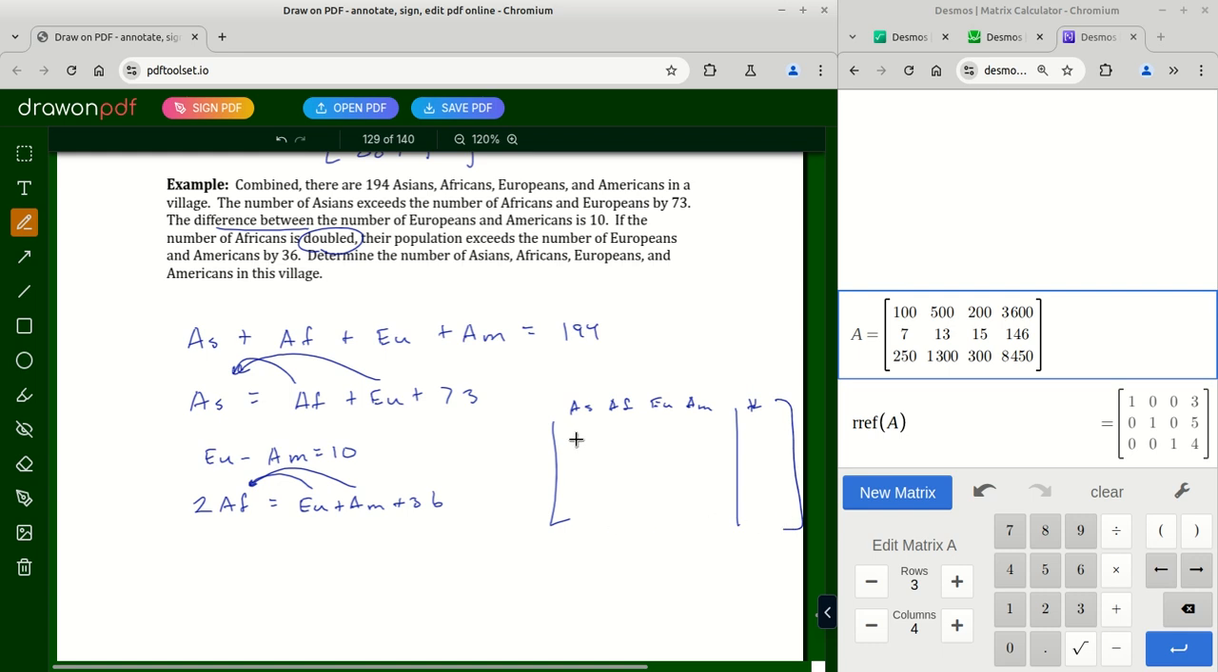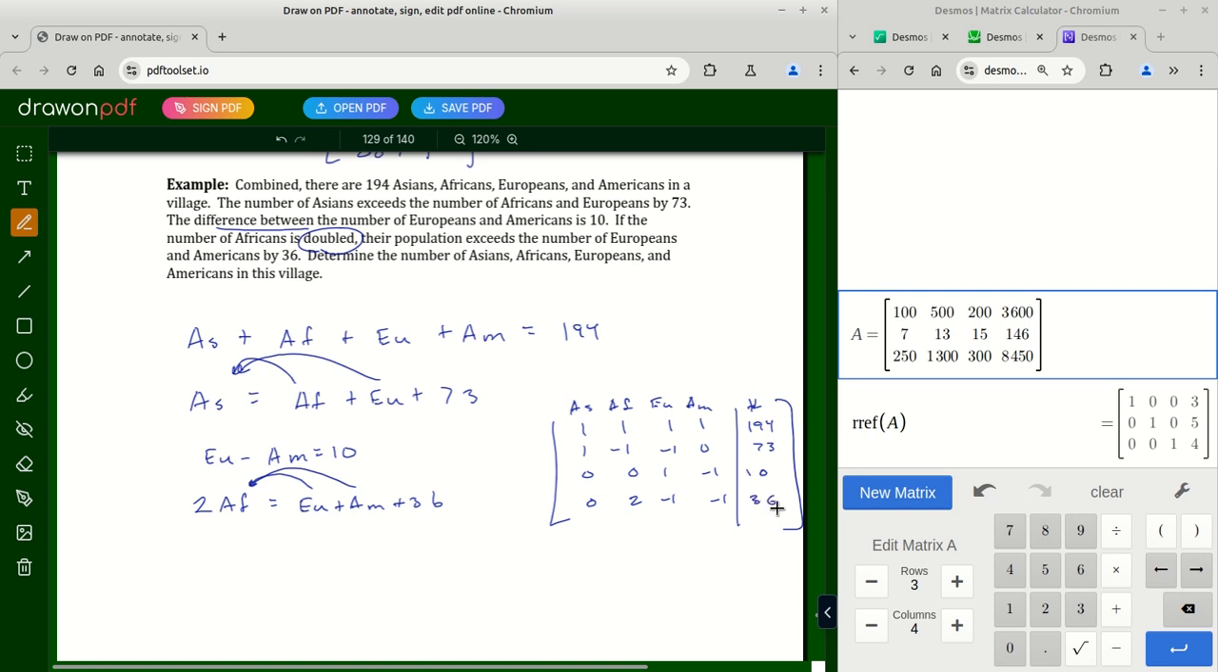Okay, so the top one's very simple. 1, 1, 1, 1, 194. The next one, Asians is a 1. When I move this over, it's negative. So negative 1, 0, 73. Here, there's no Asians, there's no Africans. 1, -1, 10. Again, I'm moving these over, so there's 0 Asians, 2 for Africans, -1, -1, 36. RREF, and let's get that answer.